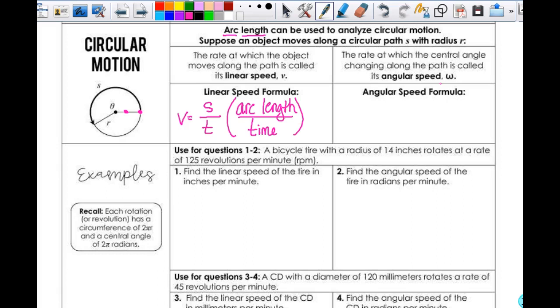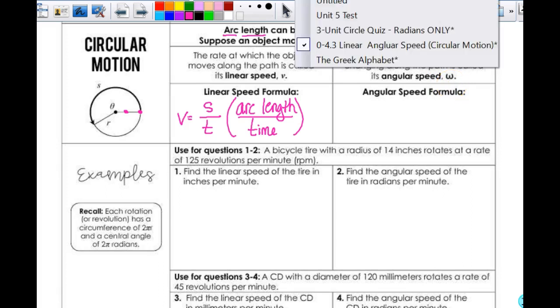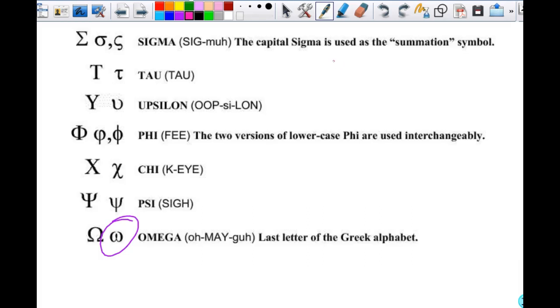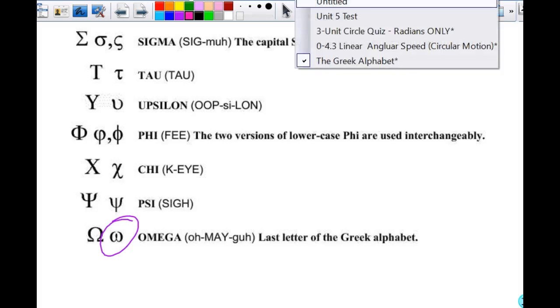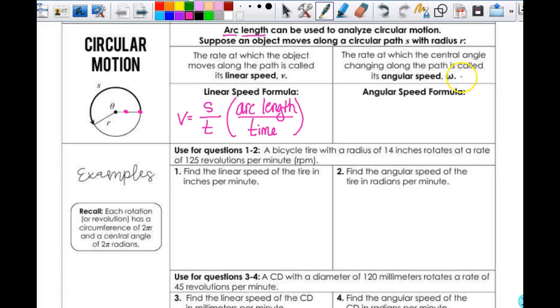All right. This right here, which Greek letter and is it capital or lowercase? Omega. Y'all agree with that? Capital or lowercase? Lowercase. Here's the Greek alphabet. It's your lowercase omega. Looks like a curvy W, but it's not. All right. This right here, this is omega.